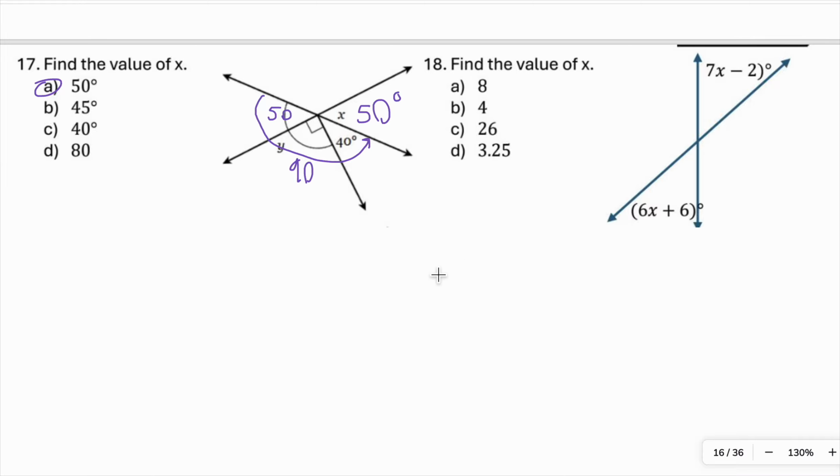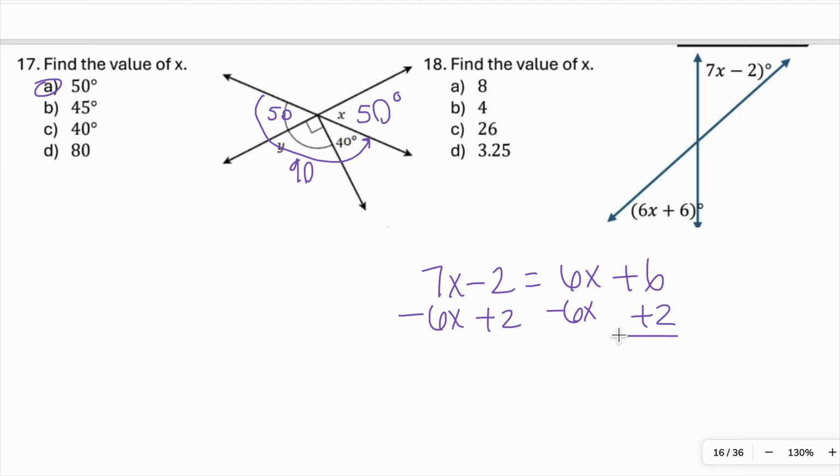These are vertical angles for number 18, so I would take 7x minus 2 is equal to 6x plus 6, and move my variables. So I get x is equal to 8 for number 18.